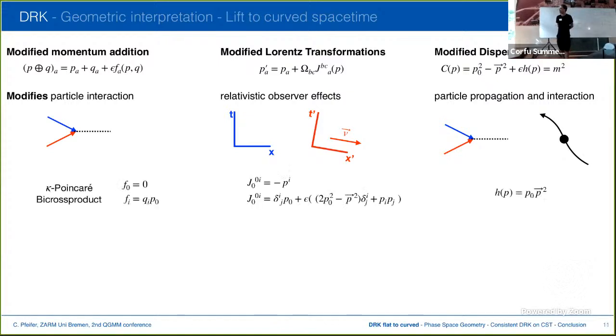So one famous model is the kappa-Poincaré modified relativity in the bicrossproduct basis. For this case, this F is given by this form. We have the modified addition law, we have modified Lorentz transformations, and we have a first order modified dispersion relation. Just to give you an example of how this may look.